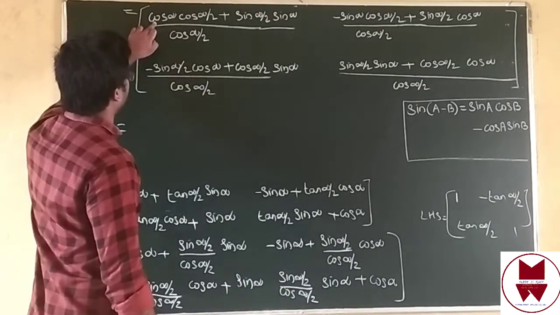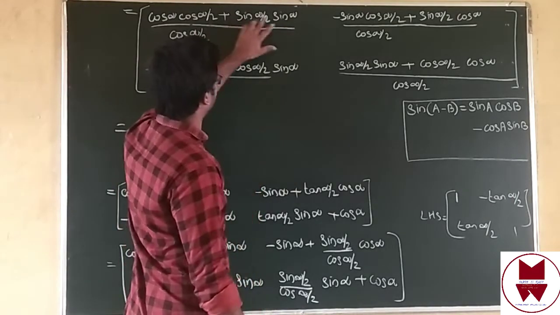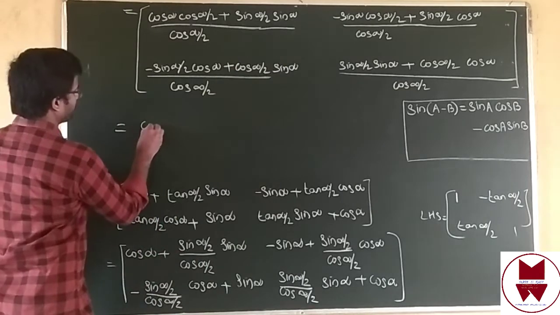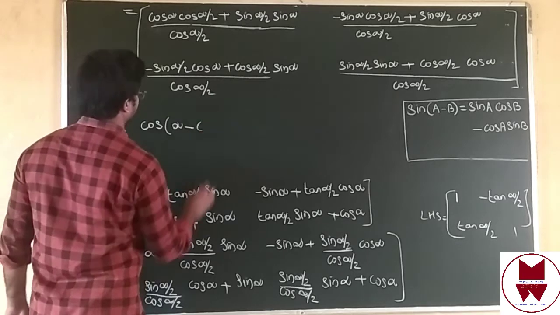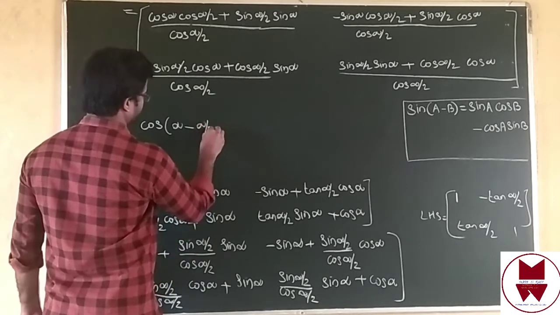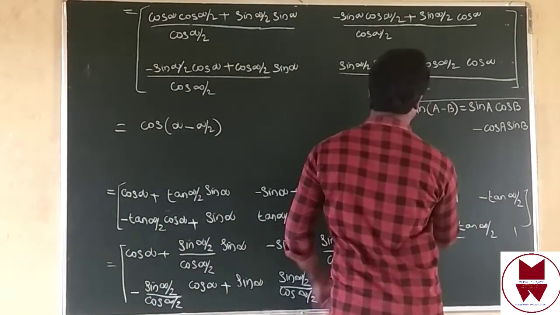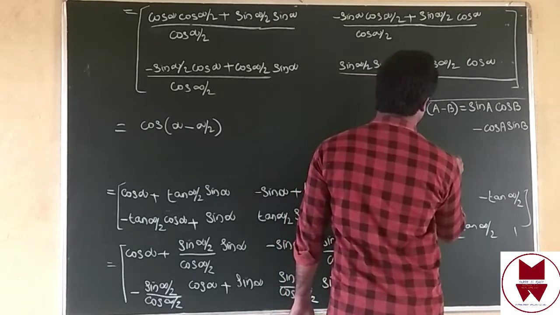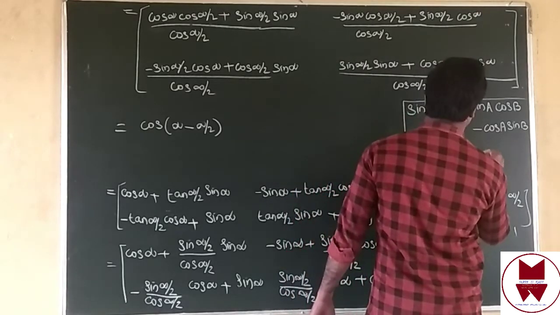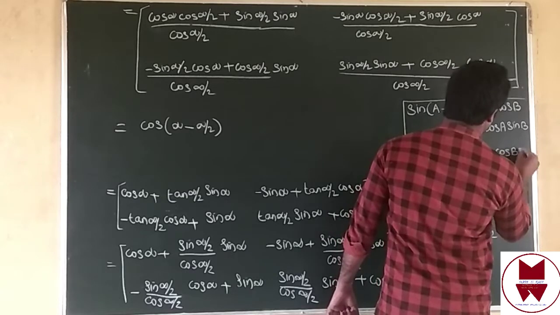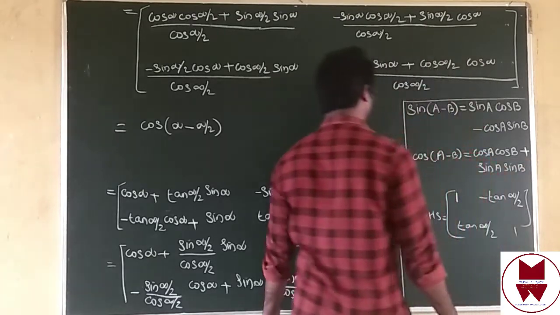Then cos alpha by 2 cos alpha plus sin alpha by 2 sin alpha, we can write cos of alpha minus alpha by 2. Here one more formula we can write. That formula is cos A minus B. This one also we have studied last year. Cos A minus B is cos A cos B plus sin A sin B. This formula also we will use in here.